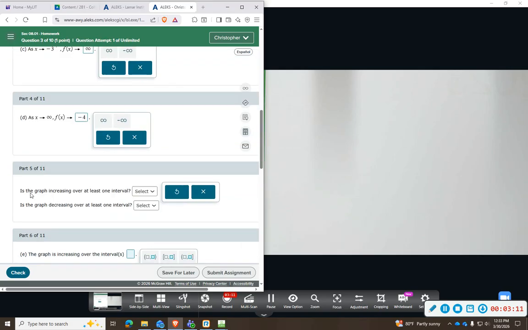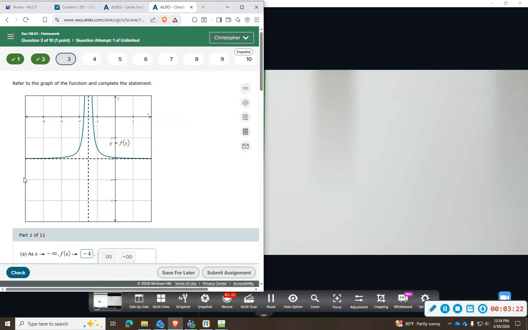Now it says, is the graph increasing over at least one interval? Increasing means it is going up as we go from left to right. So as I go from left to right, this graph is going up on the left side, and then on the other side of this dotted line, going from left to right, is going down, so decreasing. So we would say increasing on the left side. This is negative infinity until we get to this value here, which is 3. We determine that based on the x-axis, okay, left and right.